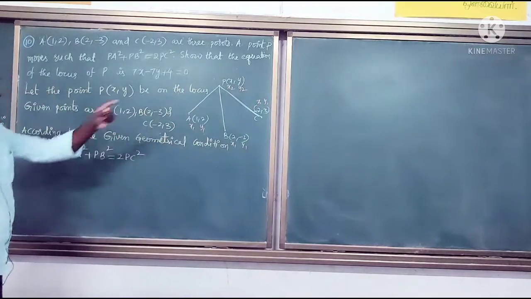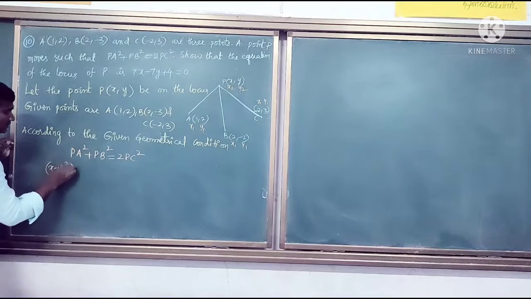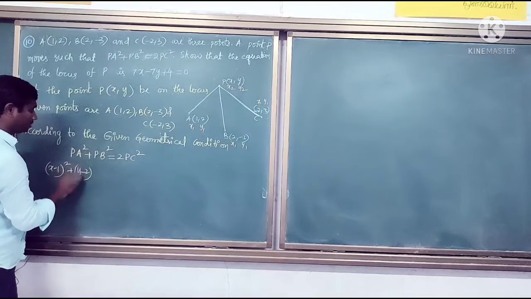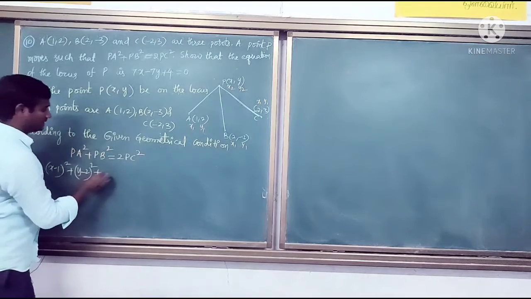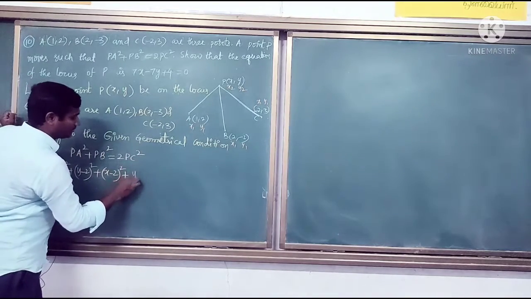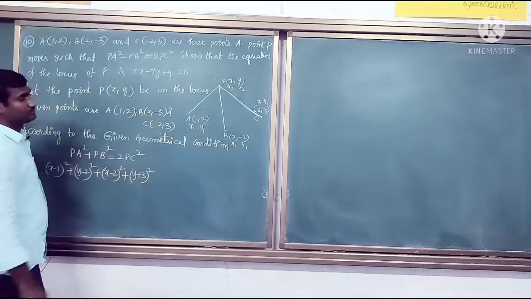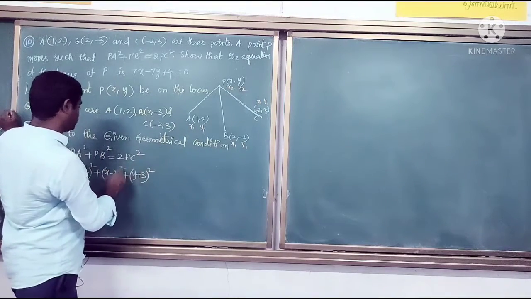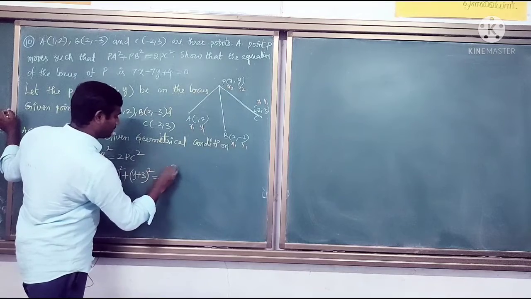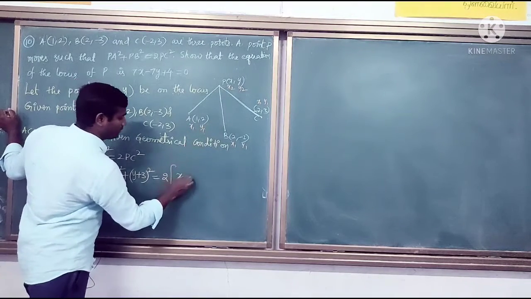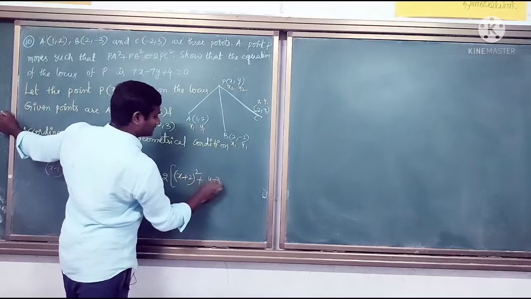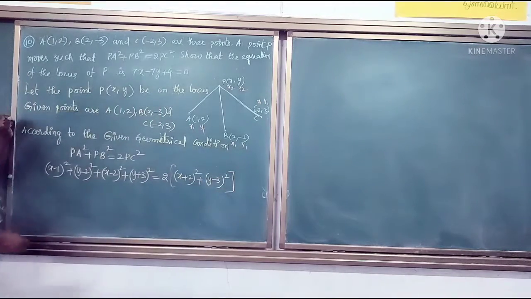So PA square, that is x minus 1 whole square plus y minus 2 whole square, plus PB square, x minus 2 whole square plus y minus of minus 3, y plus 3 whole square, that is equal to 2 times PC square, that is 2 times of x minus of minus 2, x plus 2 whole square plus y minus 3 whole square. Okay, so this is the required.